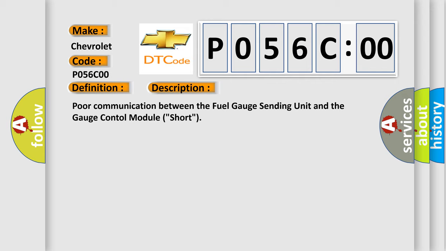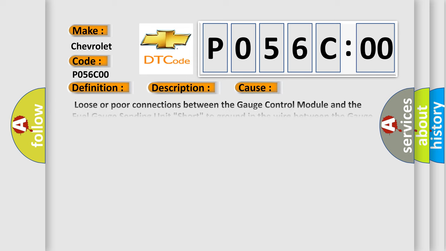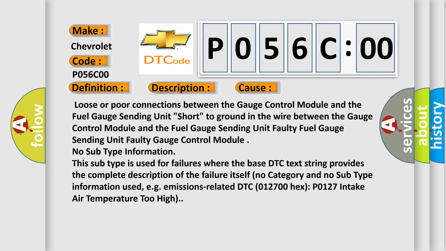This diagnostic error occurs most often in these cases: loose or poor connections between the gauge control module and the fuel gauge sending unit, short to ground in the wire between the gauge control module and the fuel gauge sending unit, faulty fuel gauge sending unit, faulty gauge control module.